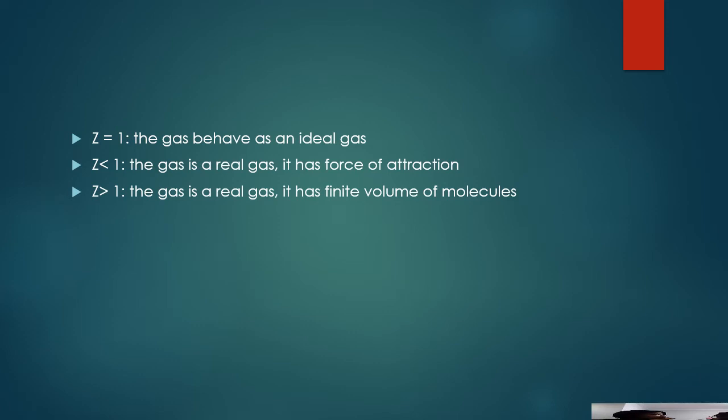If compressibility factor equals 1, then the particular gas is said to behave like an ideal gas. If compressibility factor is less than 1, then the particular gas does not behave like an ideal gas, and that is because it has force of attraction. If compressibility factor is greater than 1, it is an ideal gas because it has finite volume of molecules.